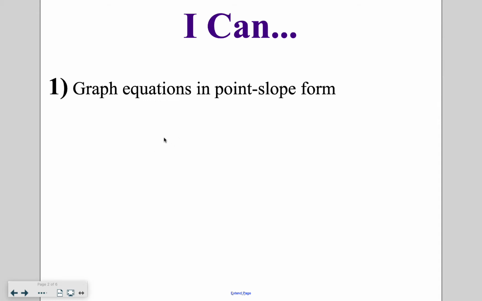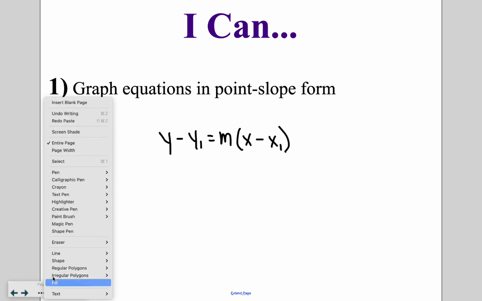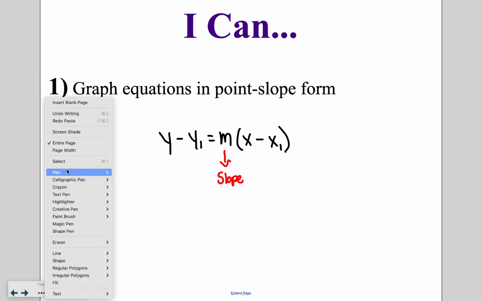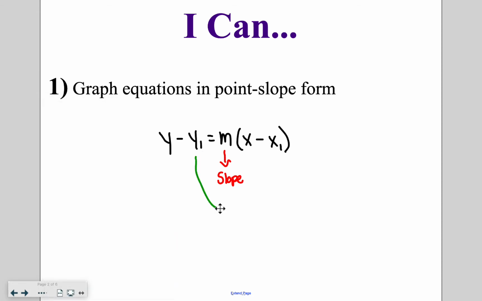Before we get to the graphing, please remember that y minus y1 is equal to m times x minus x1 is our formula that we are working with right now. The m stands for your slope, and then the x1 and the y1 are the points that we pull out to get our coordinate. Remember, because it says minus x1 and minus y1 in the equation, when we pull our coordinates out, they have the opposite signs of what they did in the equation.